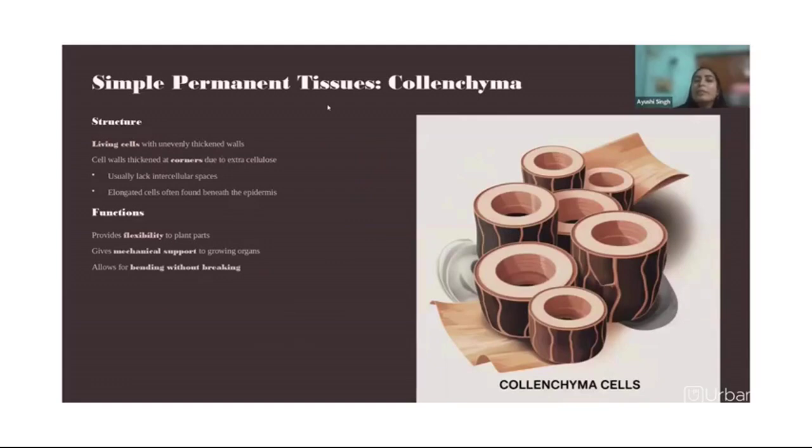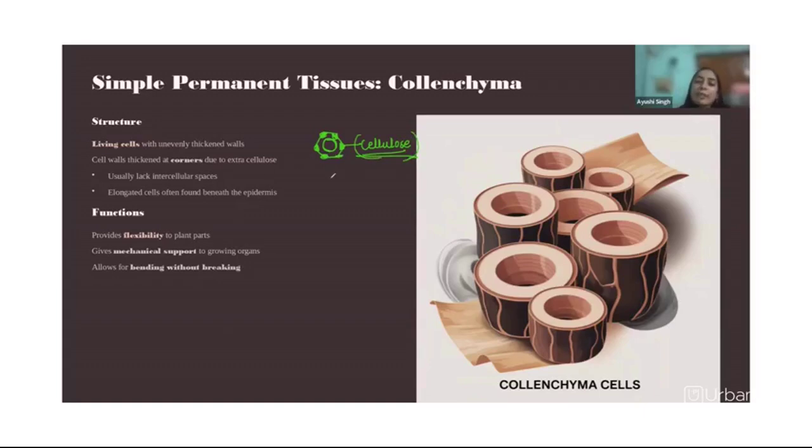Collenchyma are living cells with unevenly thickened walls. Collenchyma cells look somewhat like this, hexagonal in structure. The cell wall is thickened at the corners. Why? Because there is deposition of cellulose. Cellulose is a carbohydrate, made up of glucose. So you can say complex glucose deposition, or simply just say cellulose. That is the correct term.